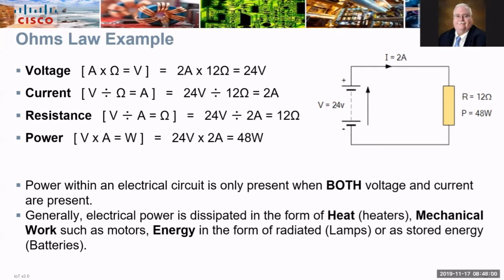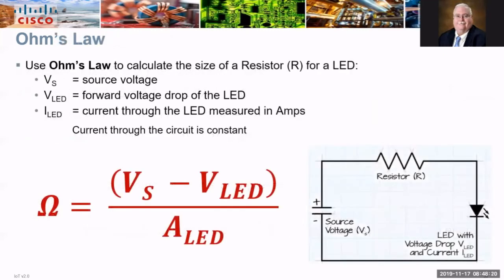Generally, electrical power is dissipated in the form of heat, mechanical work such as motors, energy in the form of radiated light, or as stored energy like in batteries. As long as you know two of the variables, you can calculate any of the four values. Look at the formula in red.